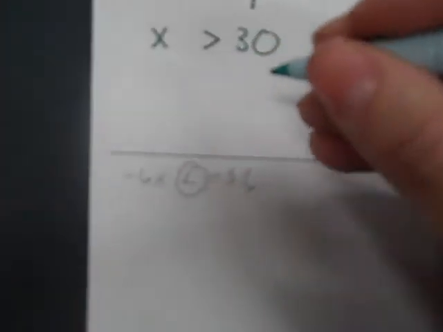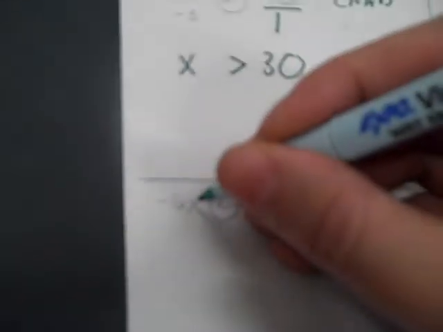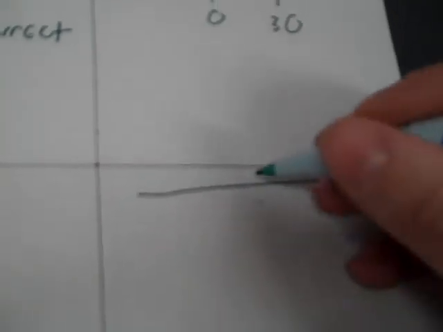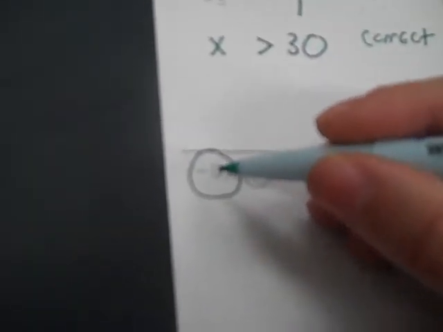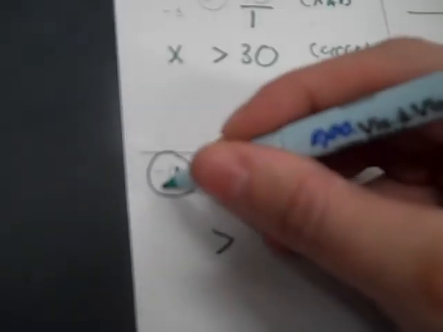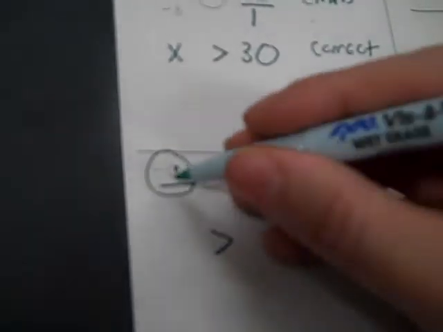Negative 6x less than negative 36. Okay. So x is being multiplied by a negative 6. I put the dot there. Okay, so I think we're going to have to divide. Is the number in the circle with the dot negative? Yeah, okay. So the sign needs to flip. So then we divide by negative 6.